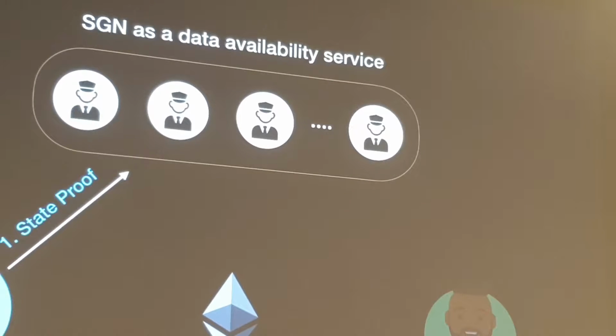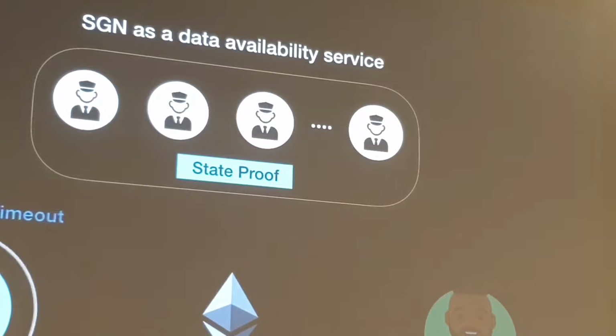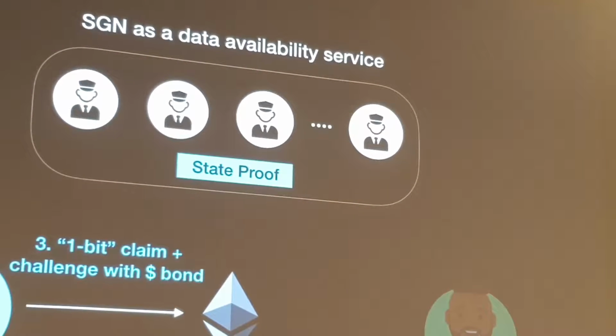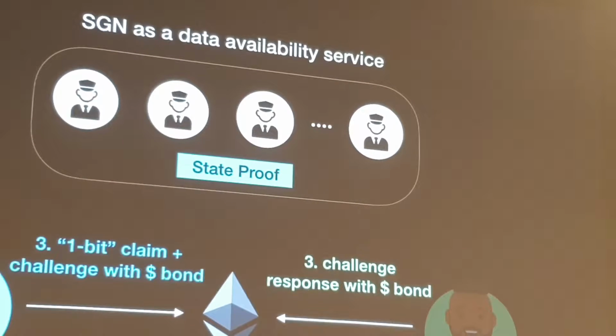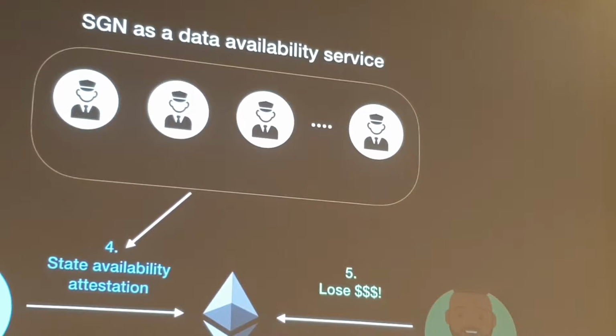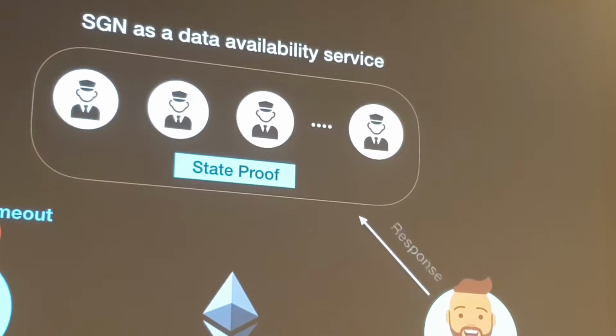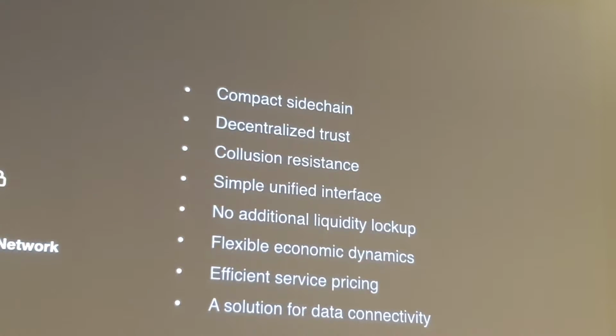And basically, if Alice submits a state proof, she will wait for the timeout, and if the timeout passes, she will start a one-bit claim challenge with a monetization bond. And if Bob responds to that challenge, also with a monetization bond, Alice can present a state availability attestation from the State Guardian Network, and then Bob will lose the challenge. And if Alice here is malicious, what's going to happen is that Alice will submit a state proof, and Bob will respond to the state proof before the timeout expires. So that is a very, very quick summary of the State Guardian Network.